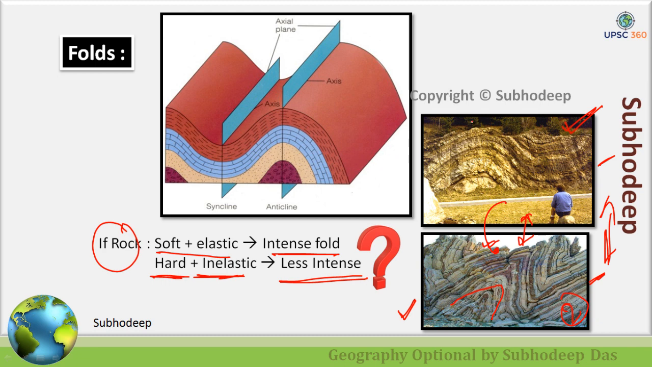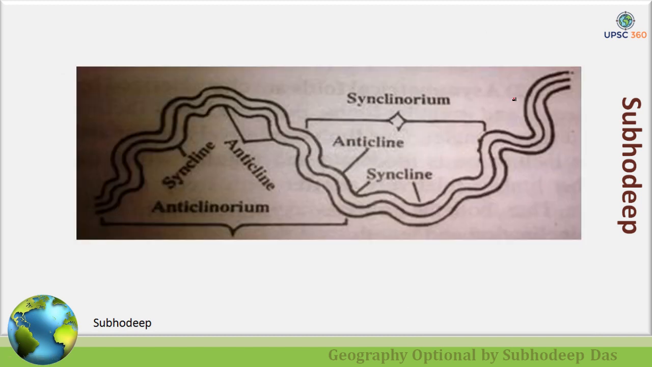See, this is also a fold. So this axis is called the anticlinal axis, right? And this axis is called the synclinal axis, right? This is called anticline, this is called syncline, and these are axial planes basically, the axial plane of anticline and the axial plane of syncline, right? So when there is anticline, syncline, as we can clearly observe, anticline, syncline, anticline, syncline, anticline, syncline.